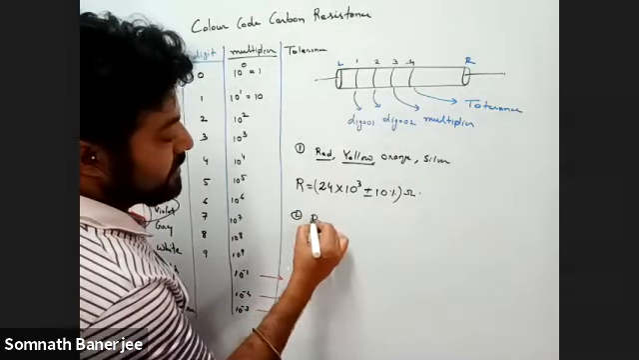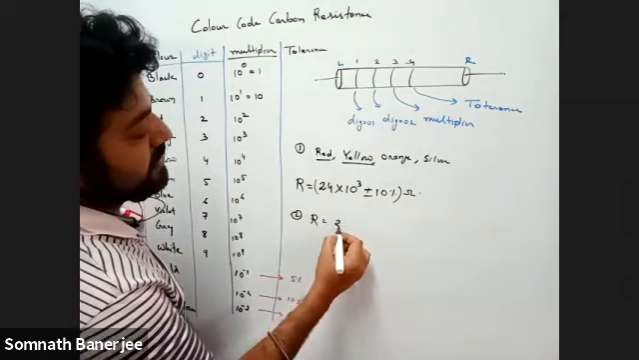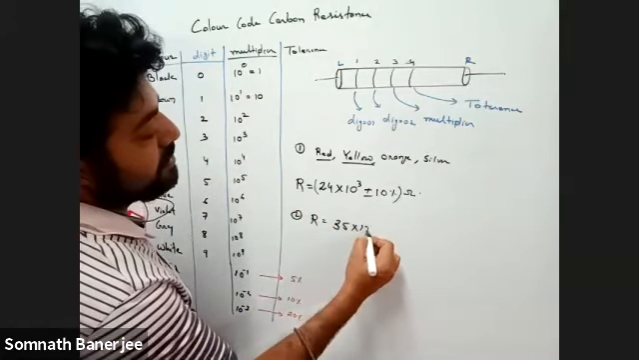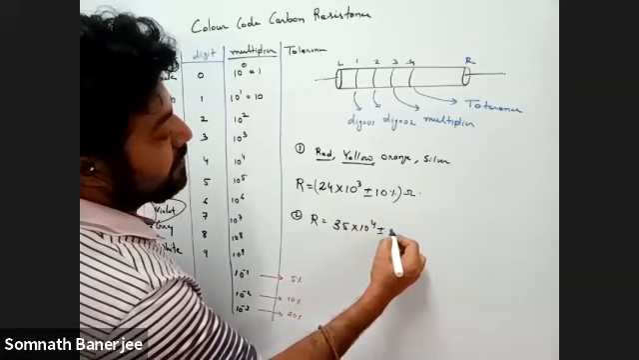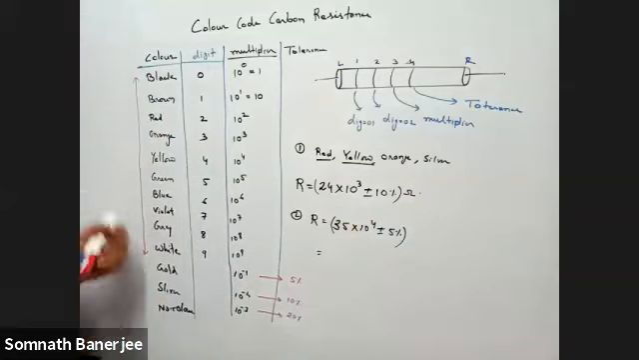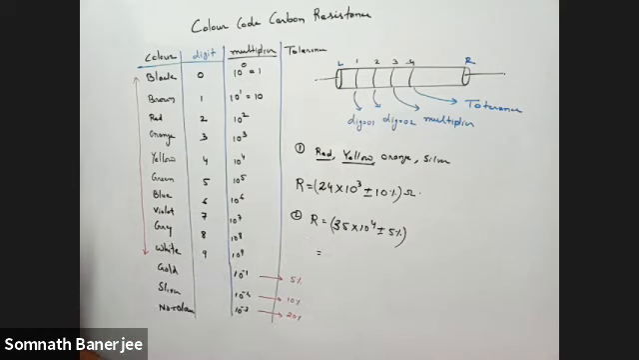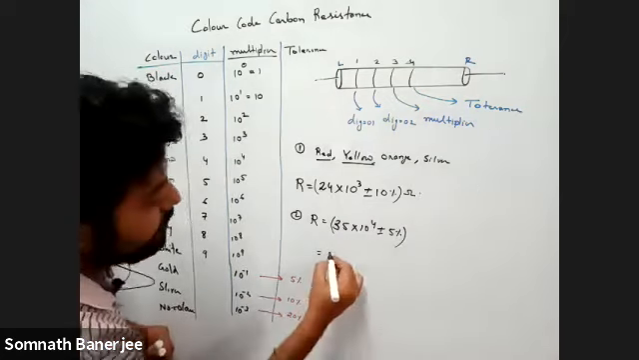Sometimes they ask you in this way also: 35 into 10 to the power 4 plus minus 5%. Mention the colors used in the color code. So see, the first digit is 3. So what do you write? The first color is orange, right? The first color is orange.